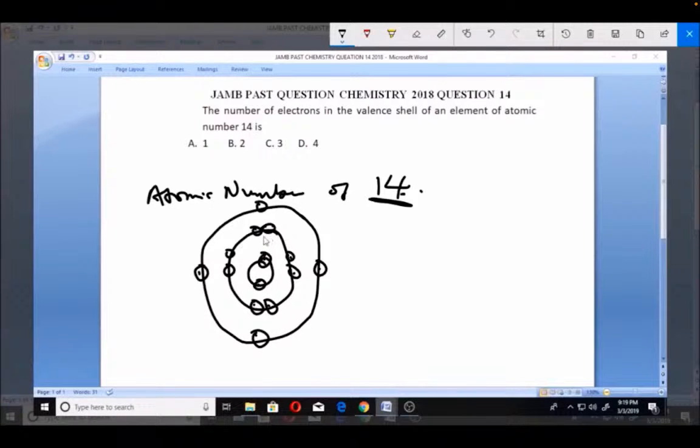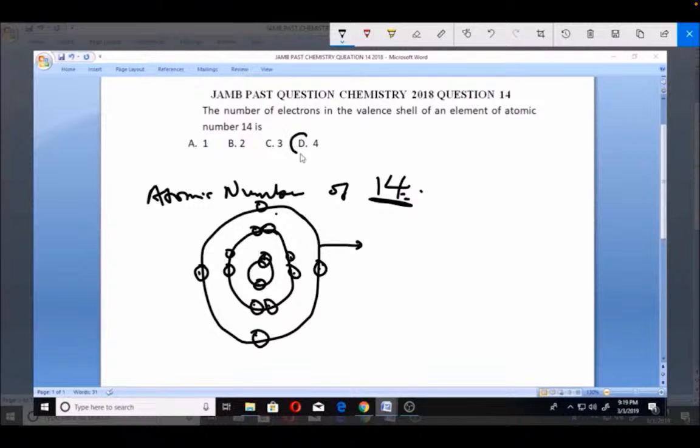The next shell will have 8, and the other shell 8. So the valence shell is the last shell. Okay, this is the last shell, and the total is completed because of the atomic number, which is 14. So how many electrons are on this valence shell outside? We have only 1, 2, 3, 4. So that makes 4.